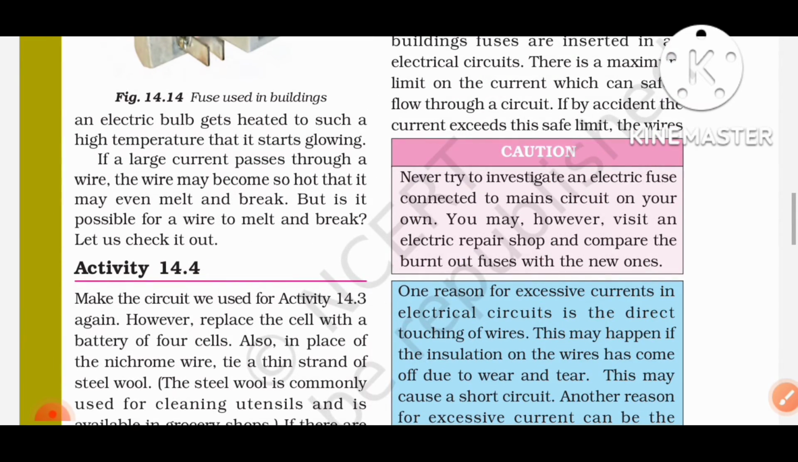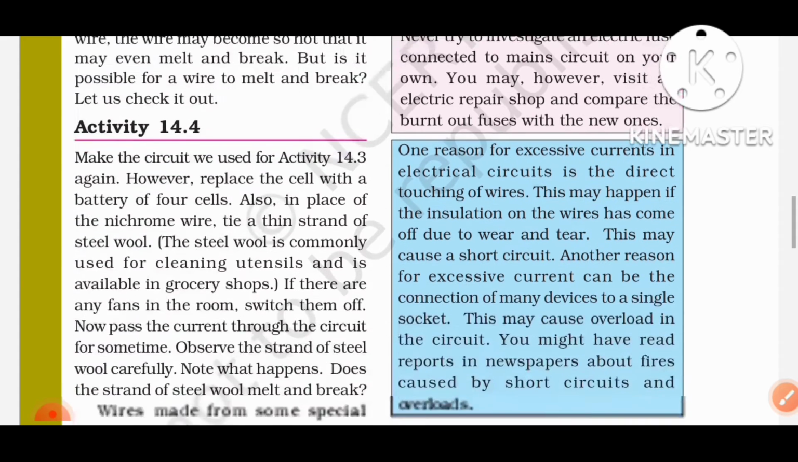Caution: never try to investigate an electric fuse connected to the main circuit on your own. You may, however, visit an electric repair shop and compare the burnt out fuses with the new ones.